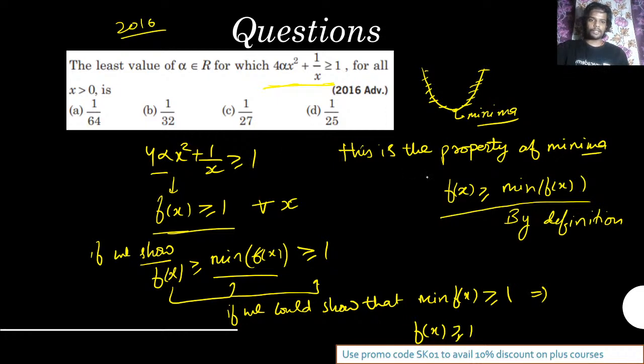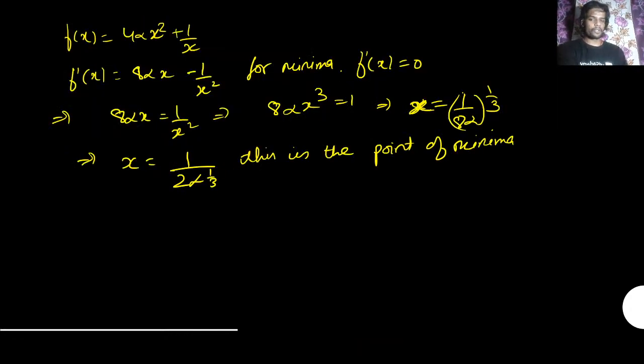Any function is always greater than or equal to its minimum value. So if we could show that the minimum value is greater than or equal to 1, then the function will obviously be greater than 1. Okay, so let's try to do it. And so this is the x, this is the point of minima.